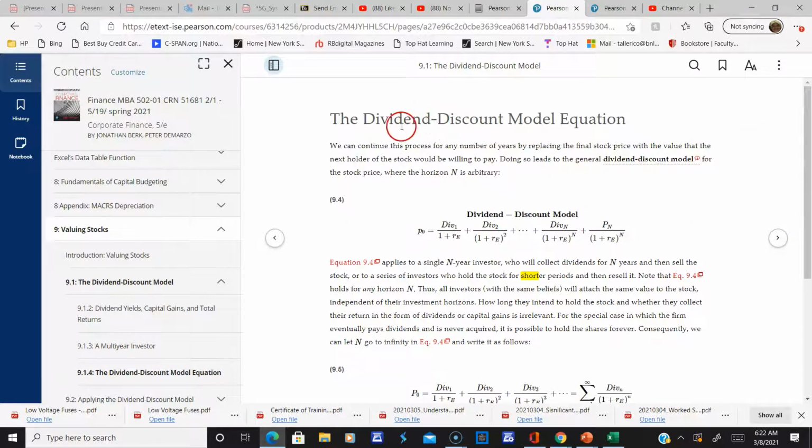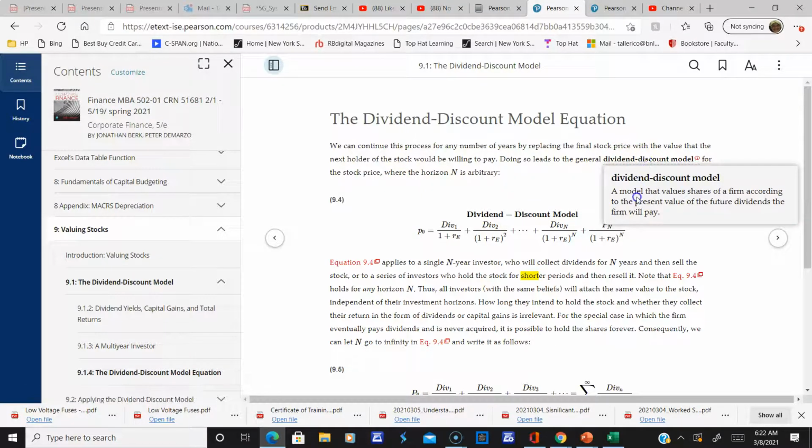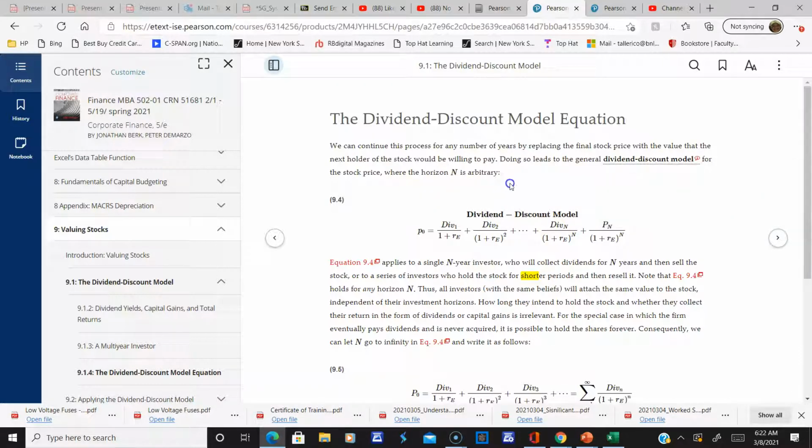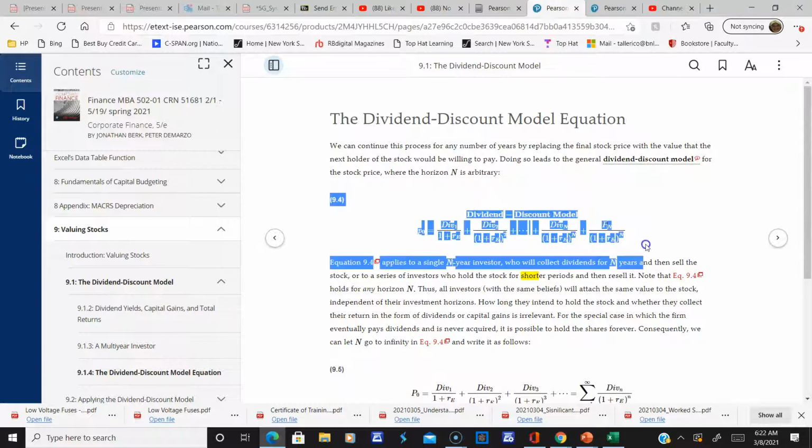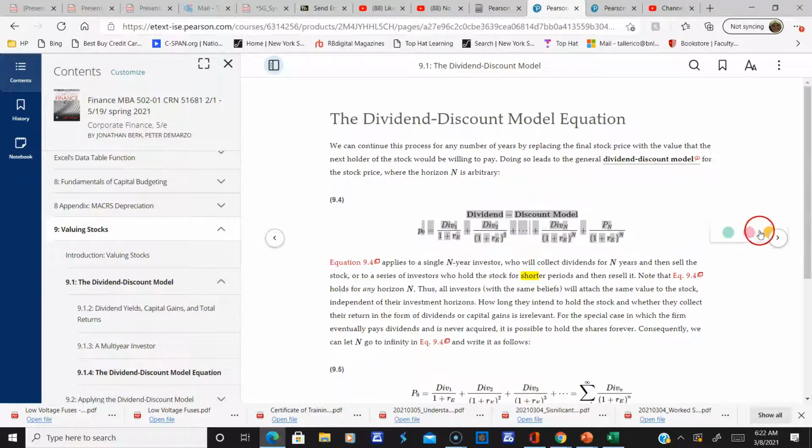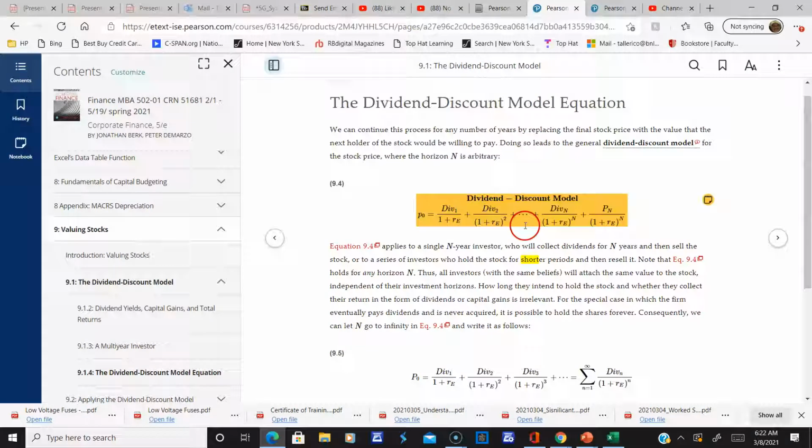All right, so this introductory stuff we just did takes us to the dividend discount model equation. And this is a model that will value shares of a firm according to the present value of the future dividends the firm will pay. So we're going to generalize everything we saw. So here's equation 9.4. And you can see they're taking it for each period and saying, well, this is what the stock is worth, even though this is not taking into account supply and demand right away. When I buy stocks, I don't go to equation 9.4, and I don't solve this equation.